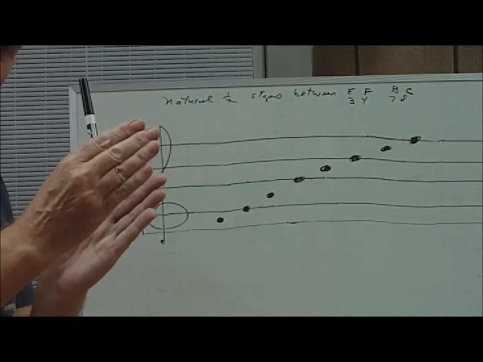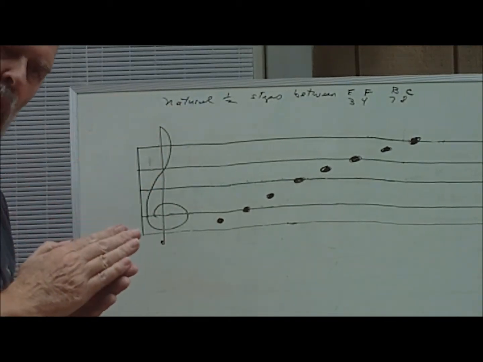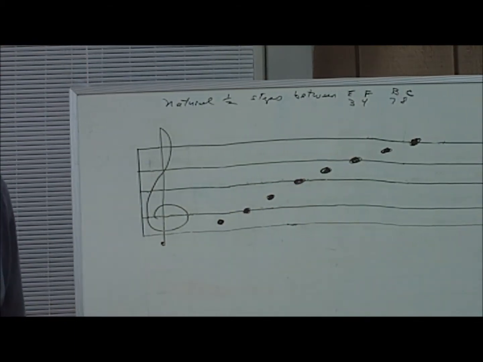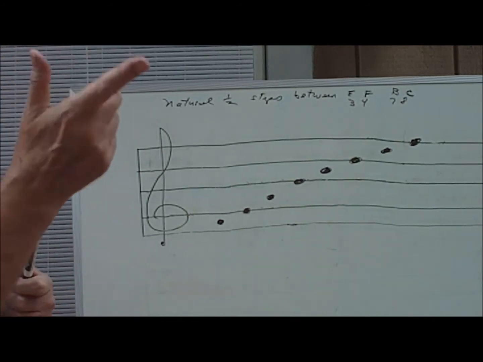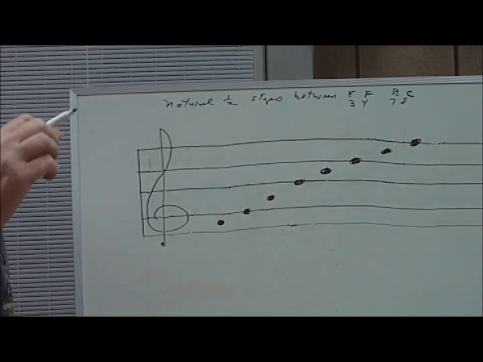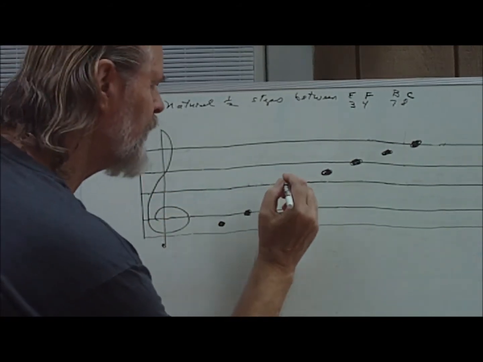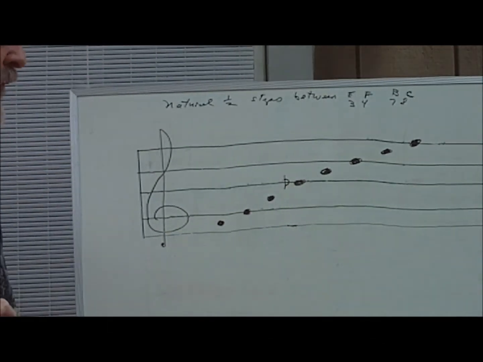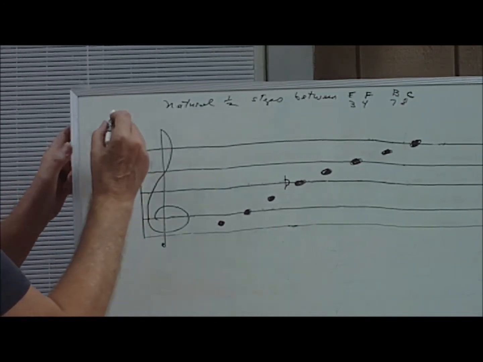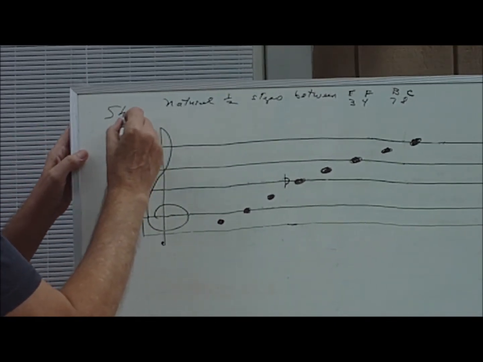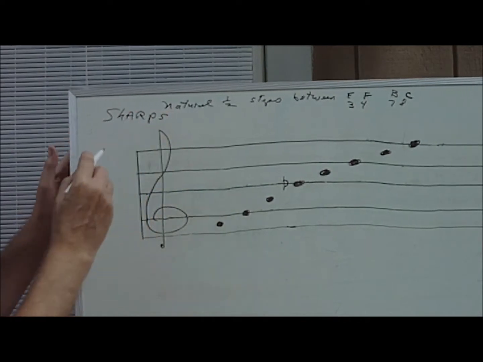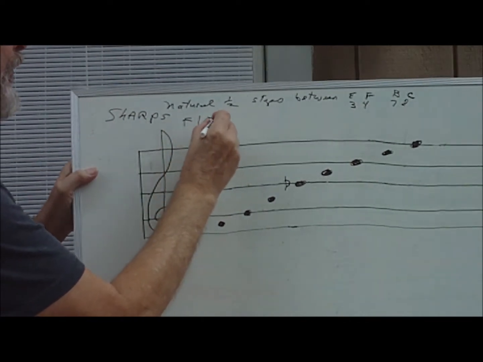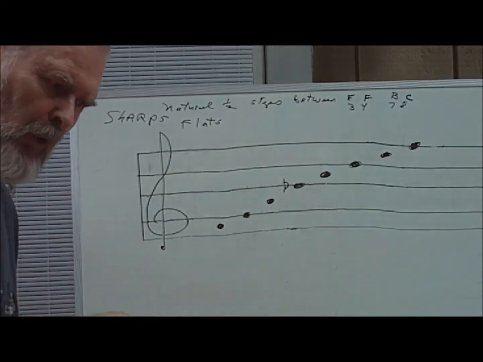Now we have it too large, and we have to lower it. We have to lower the B to a B flat. Flats lower, the sharps raise. A flat looks like a little B sideways. That's a flat. So far we have sharps that raise a half step, and flats that lower a half step.